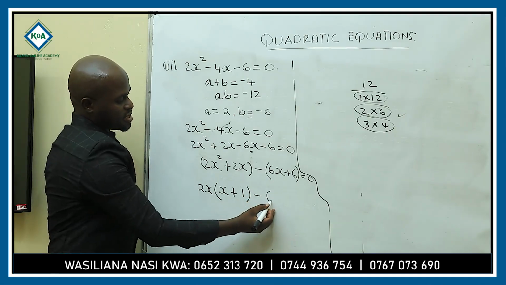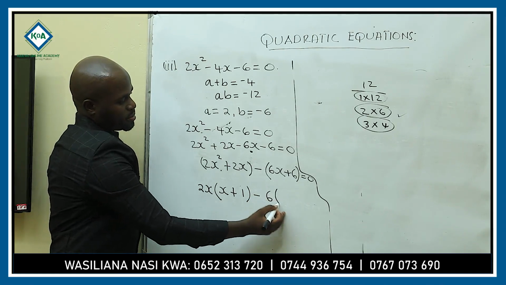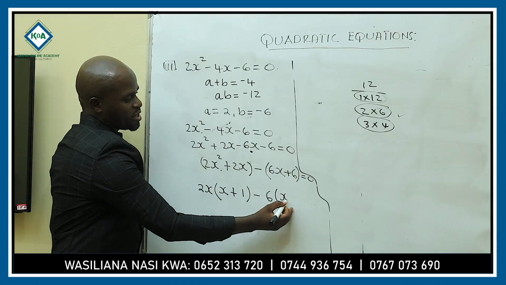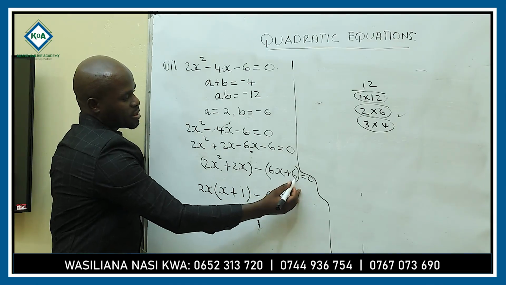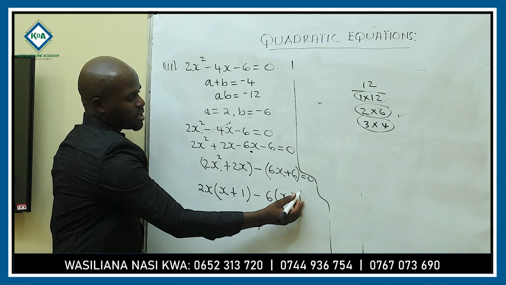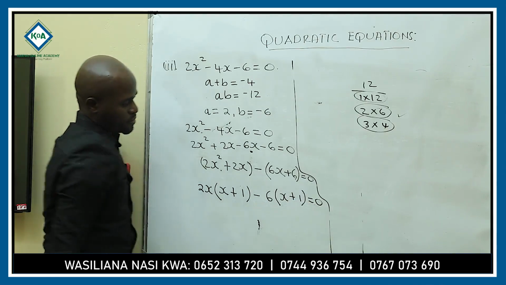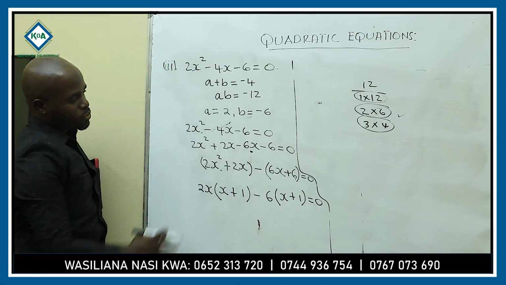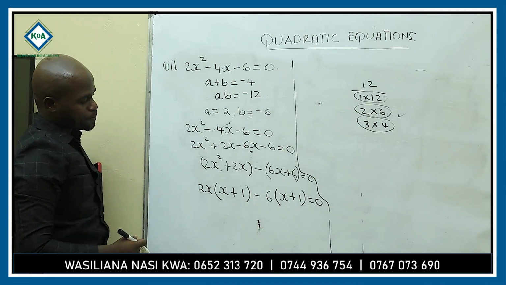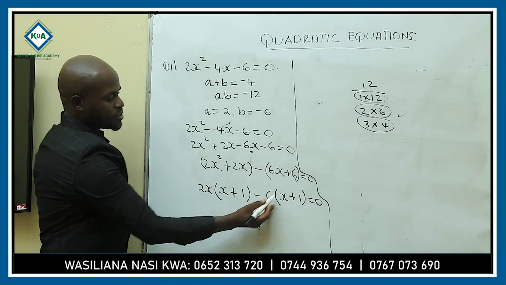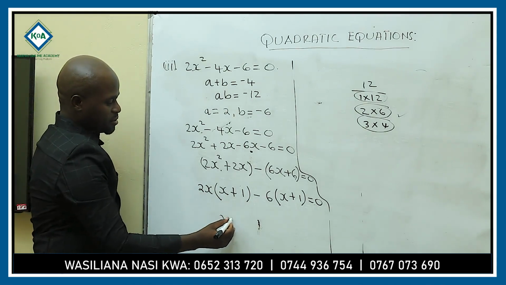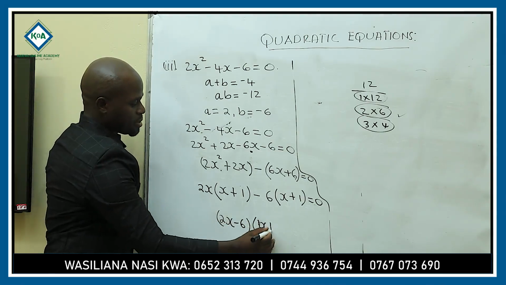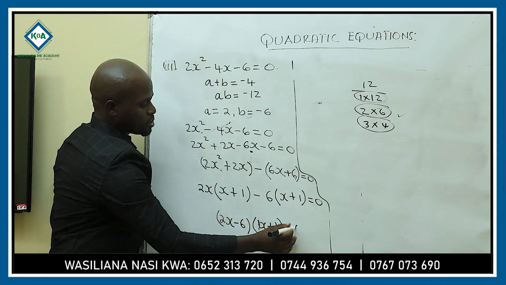Then minus 6x plus 6. The common factor is 6. Here 6 is out, so x will remain, plus 6 is out, so 1 will remain, is equal to 0. Now you see these numbers inside are the same, so up to this point we are correct. Then the factors are the outside numbers: the first is 2x minus 6, and the second is x plus 1, is equal to 0.